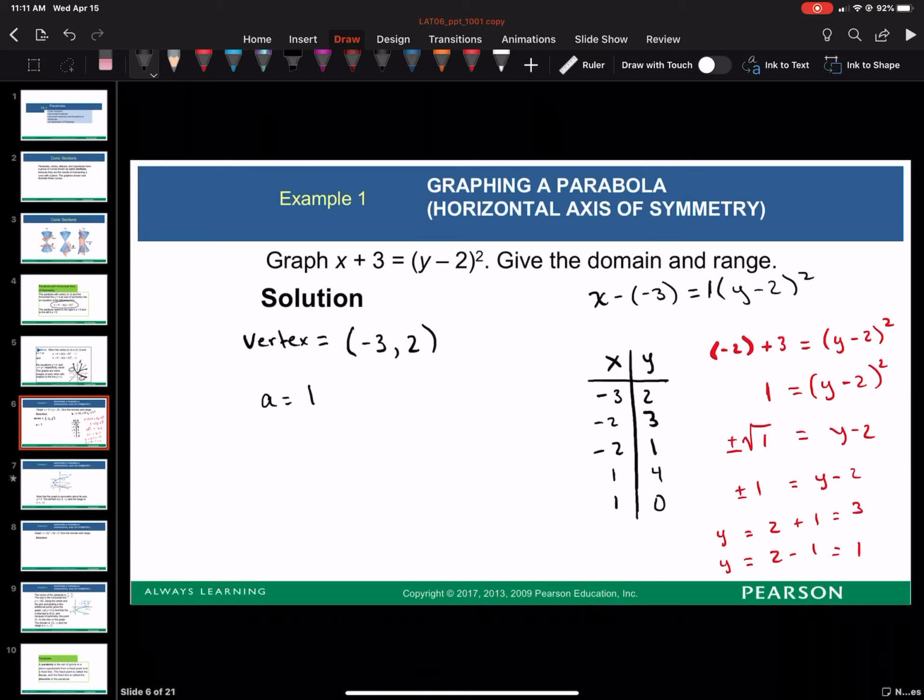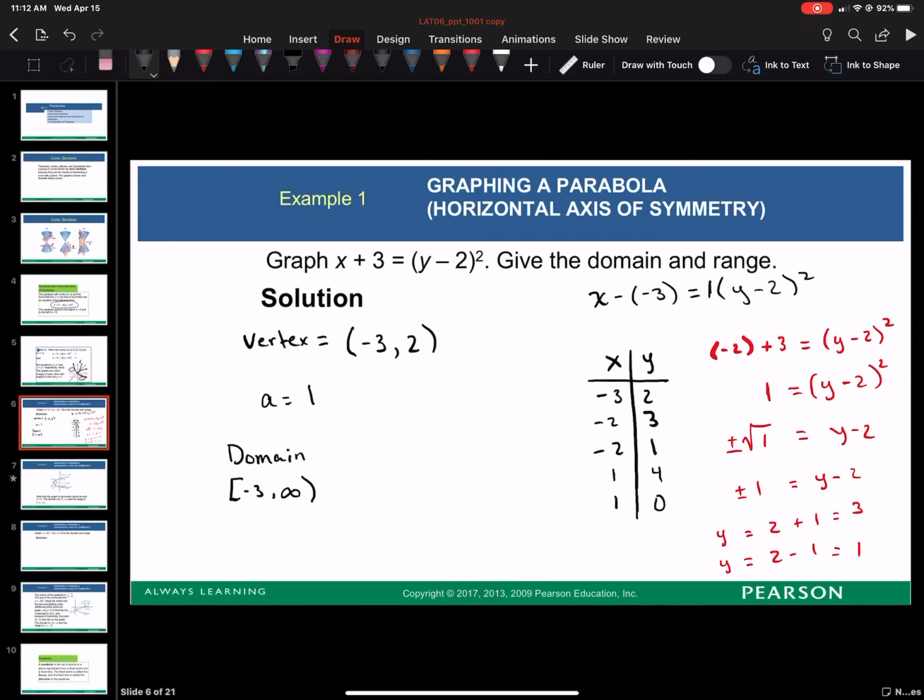All right. So now let's look at what the domain is going to be. Before we even graph it, let's look at the domain. The lowest x value that I have is going to be negative 3 because that's the vertex. So the domain is from negative 3 to infinity. Remember, you use a bracket because it's included, and you use a parentheses when it's not included. And you always use a parentheses with infinity. So keep that in mind.